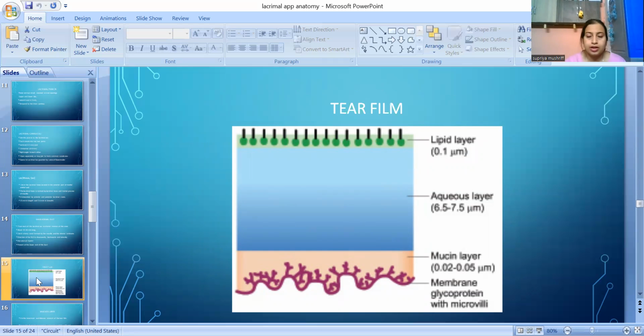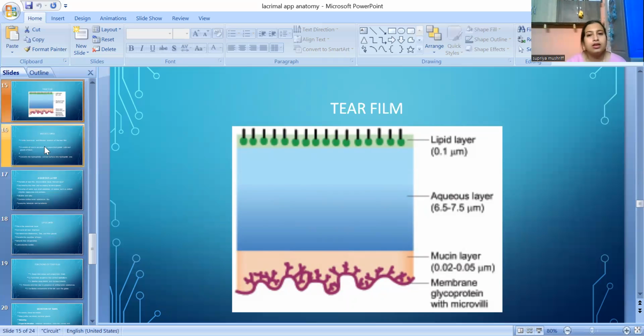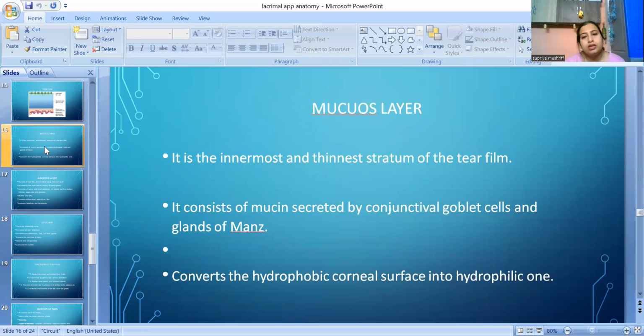Now the tear film is not a single coating. It consists of 3 layers. The outermost layer is the lipid layer, 0.1 micron in thickness. The middle layer is the thickest, the aqueous layer of 6.5 to 7.5 micron, and the inner layer is the mucin layer, 0.02 to 0.05 micron, a membrane glycoprotein with microvilli. Mucus layer is the innermost and thinnest stratum of the tear film. It consists of mucin secreted by conjunctival goblet cells and glands of Manz.